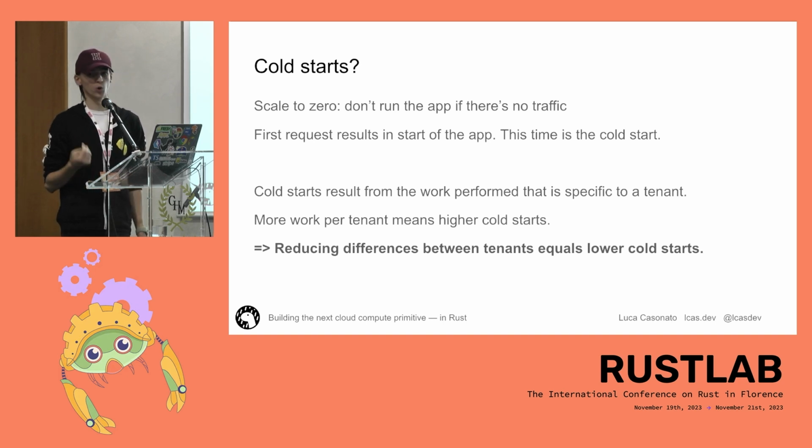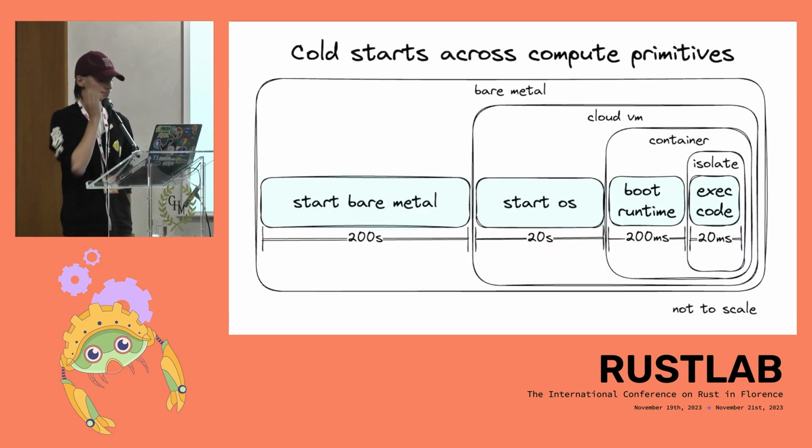And this means the more work that you have to do, the longer your cold start. One way of reducing the cold start is by reducing the amount of different work that you have to do per tenant. Because if, for example, everybody uses the same version of OpenSSL, you can just preload OpenSSL for all tenants before you know which tenant is going to use OpenSSL. This means lower cold starts, less work to do specific to a tenant.